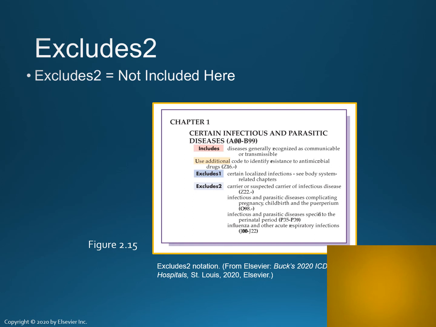So if your patient has, let's say, any condition that's listed in A00 to B99, and also is a carrier of an infectious disease, well, you would have to use whatever the code is, A00.19, for example, as well as Z22. So keep your eyes open for includes, use additional code, excludes one, and excludes two.